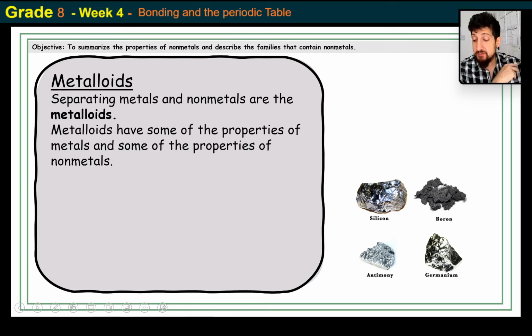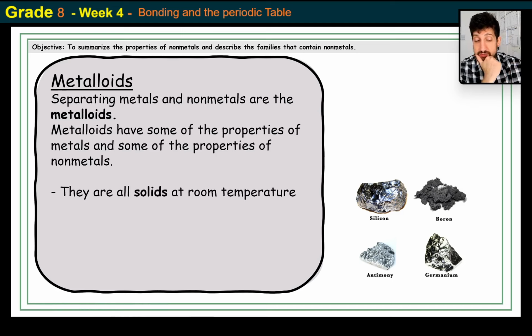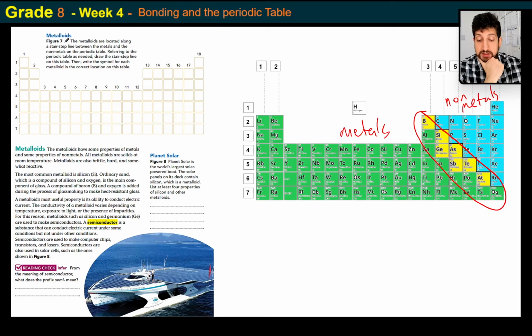Metalloids have some of the properties of metals and some of the properties of nonmetals. They are all solid at room temperature. However, gallium, where's gallium?